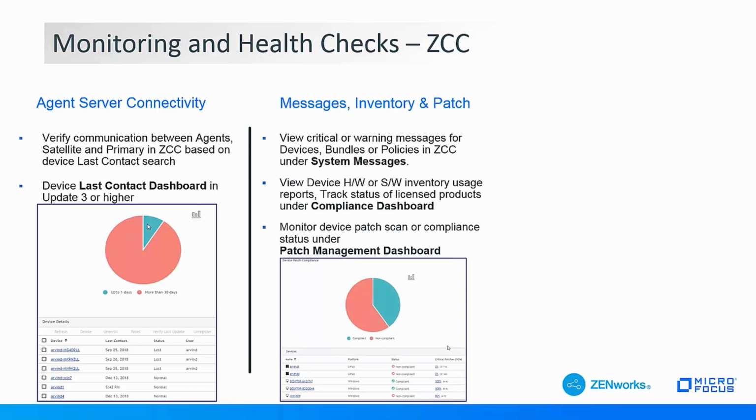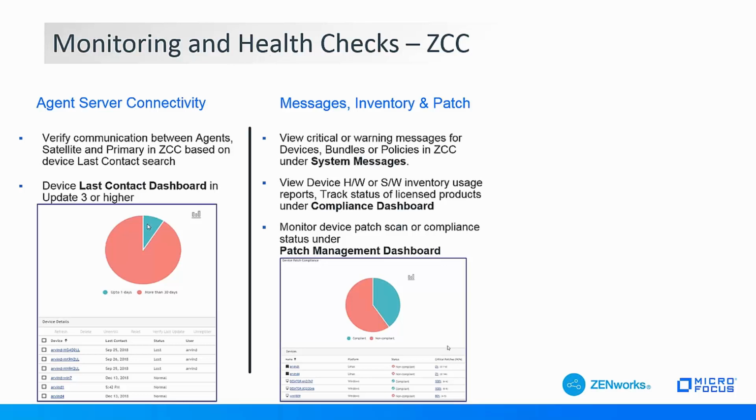For messages and inventory, often the messages for bundles and policies that do occur in the ZCC can be viewed in the system messages area. So if you go to configuration, there's system messages where you can see if there are any critical warning messages. If there's a critical one, you can take corrective actions or ignore the messages if you know the message is not impactful, and you can filter by date.